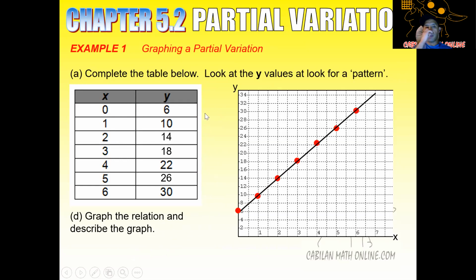Now, for the next part, after you graph it, it says describe the graph. Well, step number 1, let's state the obvious. What we have here is a straight line. Okay, now you're probably thinking, well, how is that different from the lesson we did yesterday on direct variation? Well, the difference is the next part of the answer. Notice that this line here does not start at 0. So since this line does not start at 0, this is an example of partial variation.